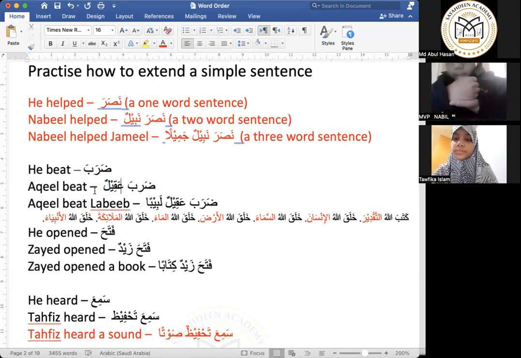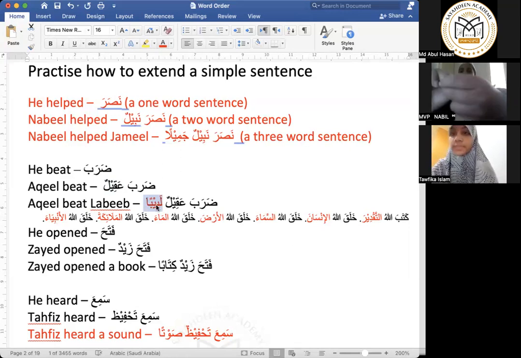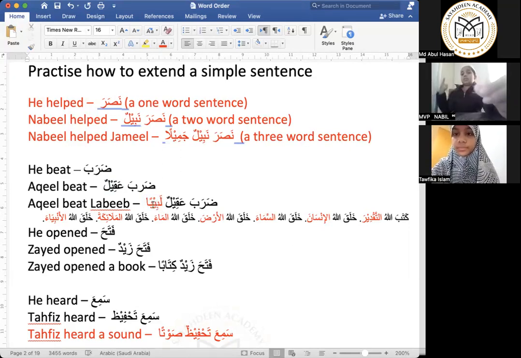Daraba Aqilun, Aqil beat. Now we want to make it even longer. We want to extend it further. So Daraba Aqilun, we had it already. Now we're going to add another name, Labiban. So Daraba Aqilun Labiban. Aqil beat Labib. Now Labib, we added Labib as what, Tawfika? As a مفعول, maf'ul. And as a sign of maf'ul, what did we give it? A فتحة. Fatha.